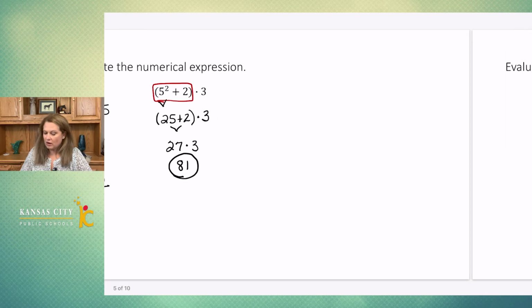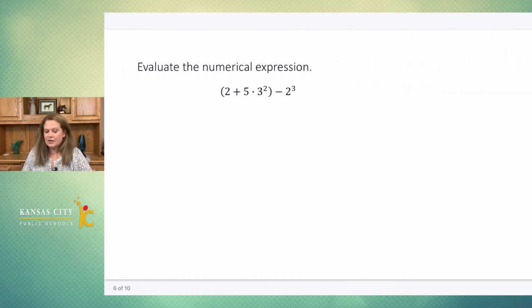We have time for one more. This time we have multiple things inside our parentheses. So notice we have our grouping symbol here. This time we have addition, multiplication, and a set of, or a group of powers. Remember, exponents, multiplication, division at the same time, addition, subtraction. So we're going to solve our powers first. So 3 times 3, thank you, 9.